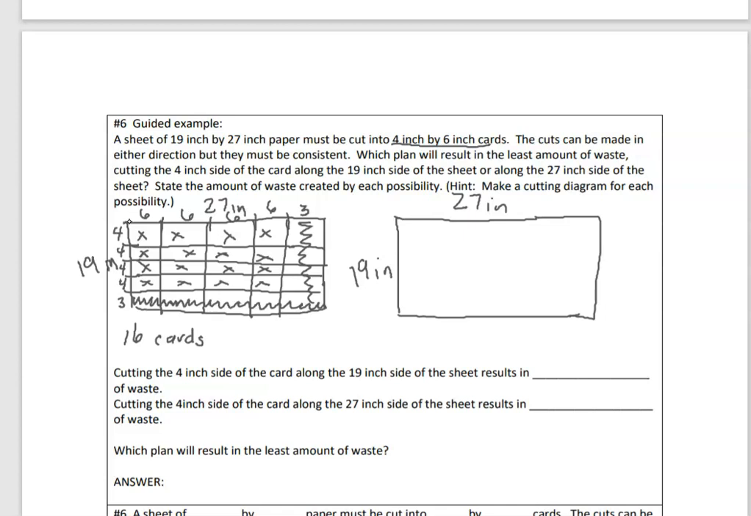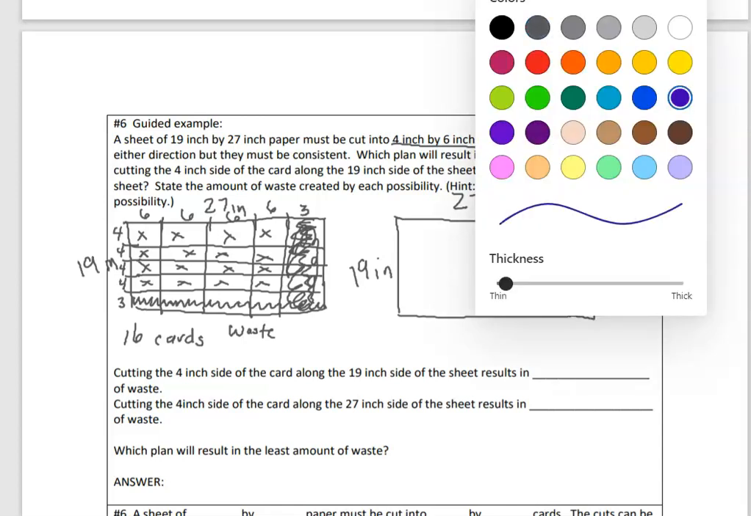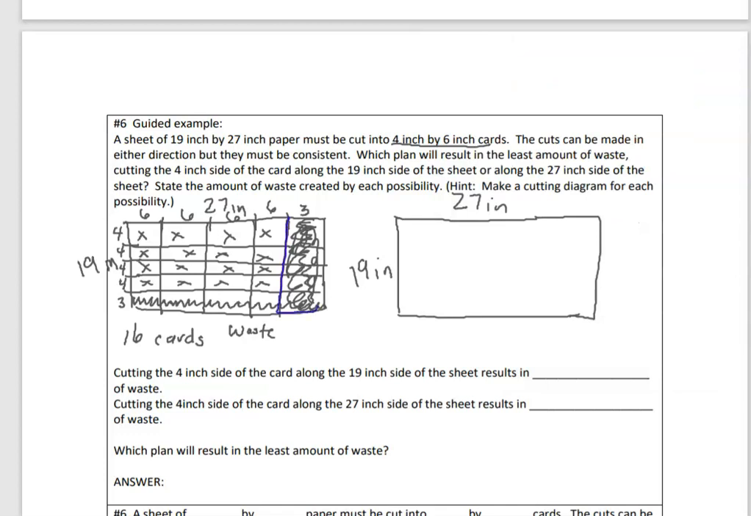So if we just talk about this little space in here, this is a 3 by 19. We're talking about this area right here, all of this stuff in here. So this is a 3 by 19. So 3 times 19 is 57 inches squared. So that's waste on this paper.